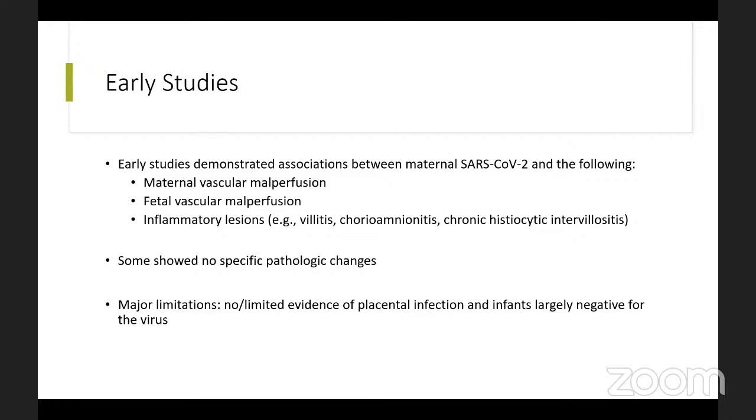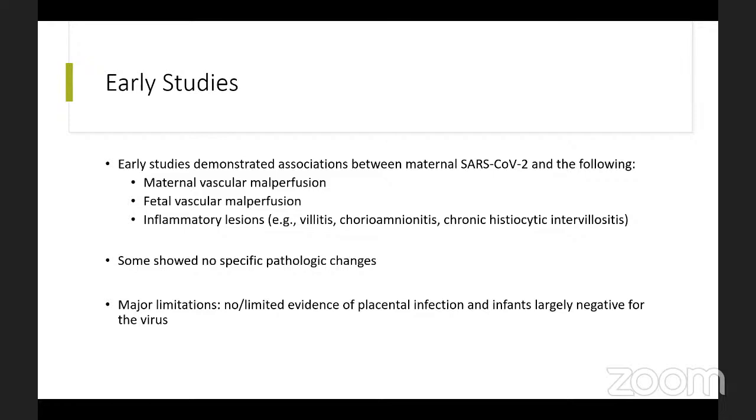But in general, there were very early studies that suggested that there were increased features of maternal vascular malperfusion in mothers with SARS-CoV-2, that there was increased evidence of fetal vascular malperfusion in the placentas of mothers with SARS-CoV-2. And then sometimes there were also references to inflammatory lesions being present in those placentas, things like villitis, chorioamnionitis, or chronic histiocytic intervillositis. And of course, some of these studies showed that there were no significant or specific pathologic changes in placentas from moms with SARS-CoV-2.